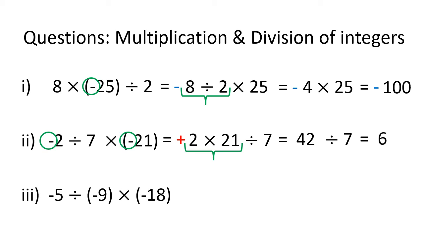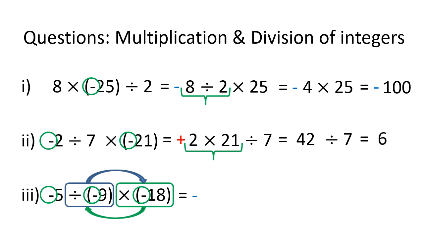The third question is -5 divided by -9 times -18. Let's find the sign first. There are 3 negatives, which is an odd number of negatives, so the answer will have the sign negative. And we can ignore all signs now. Now we have 5 divided by 9, but this is hard to calculate.